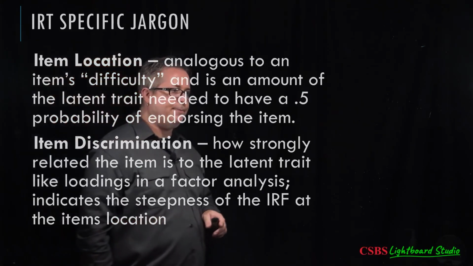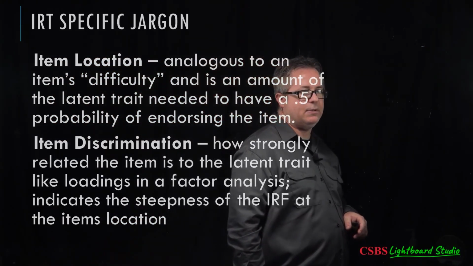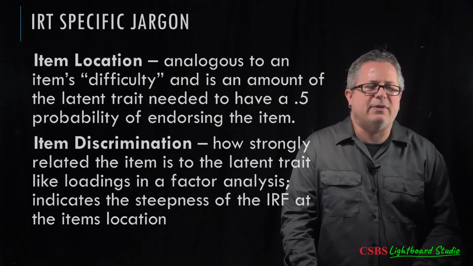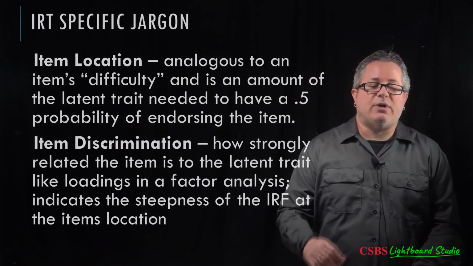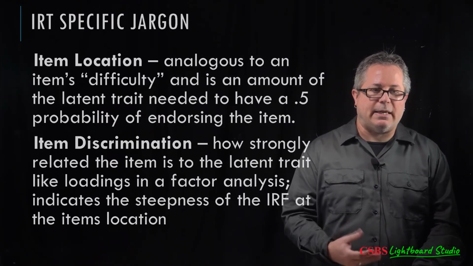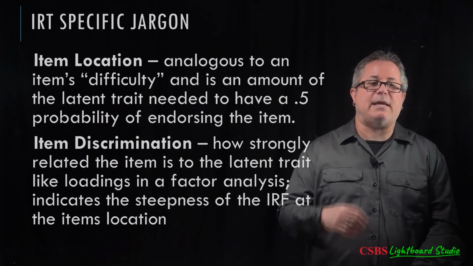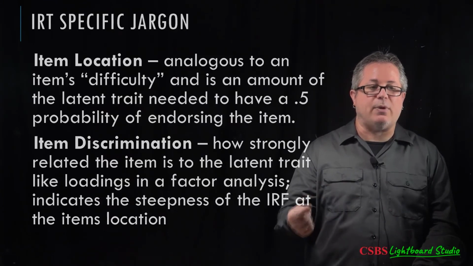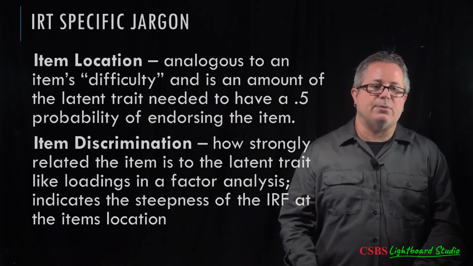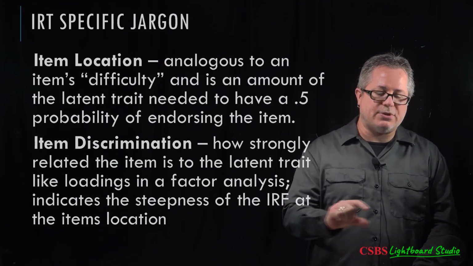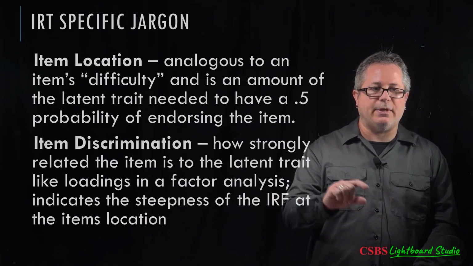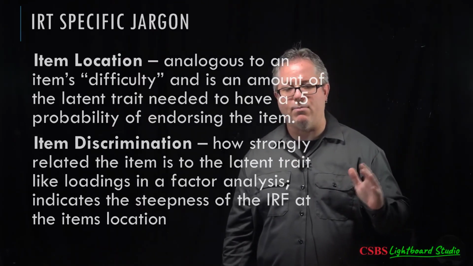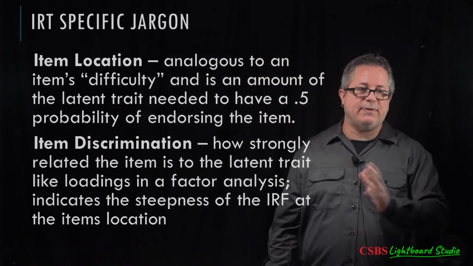So item location is analogous to the item's difficulty, and is the amount of the latent trait needed to have a 0.5 probability of endorsing the item. What does that mean? Think about if the latent trait is math ability, how much math ability I have. A difficult item means that I have to have more math ability to get that item correct. An easy item means I can get the item correct with less math ability. So it's the place on the latent trait where I need to be to get a 50-50 chance of getting the item correct. If that is higher on the latent trait, if I need more of it, that item is more difficult. If I need less of it, the item is easier.